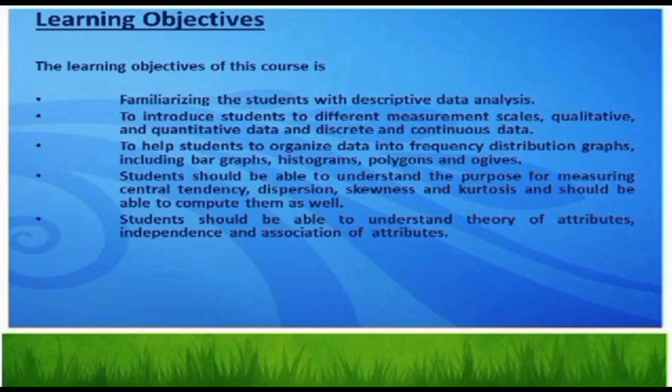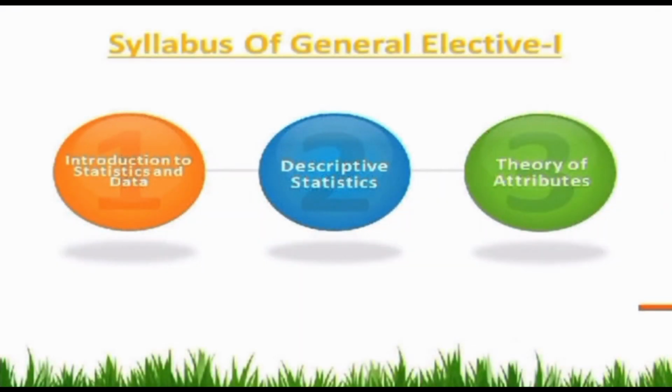Students should be able to understand the purpose for measuring central tendency, dispersion, skewness, and kurtosis, and should be able to communicate them as well. Students should be able to understand theory of attributes, independence, and association of attributes.